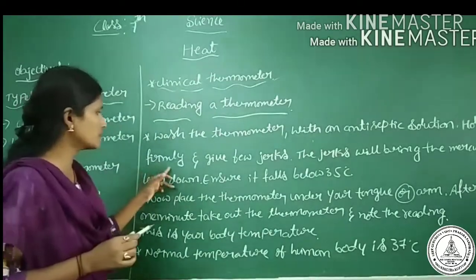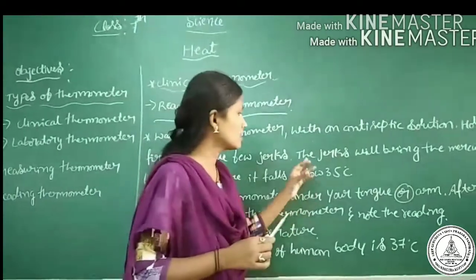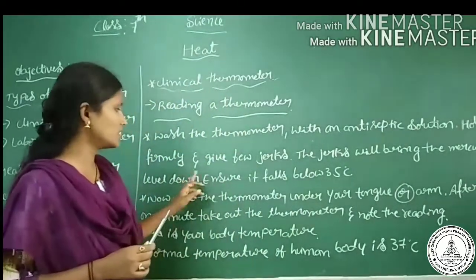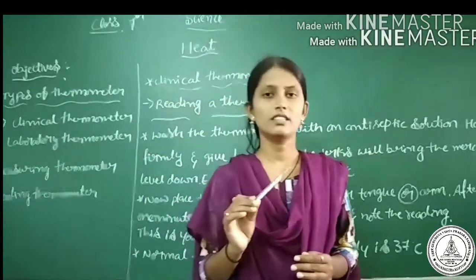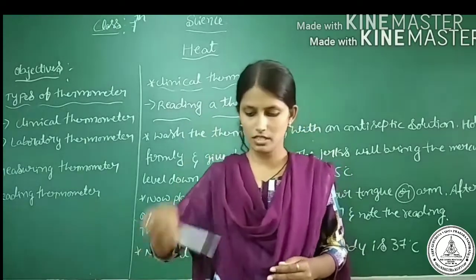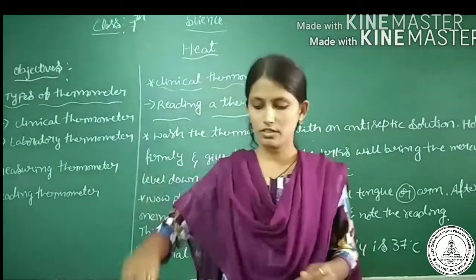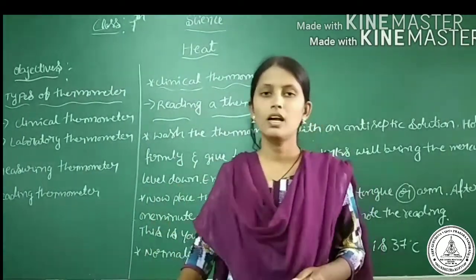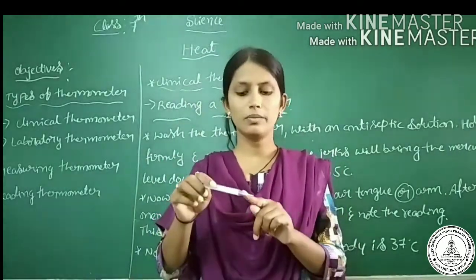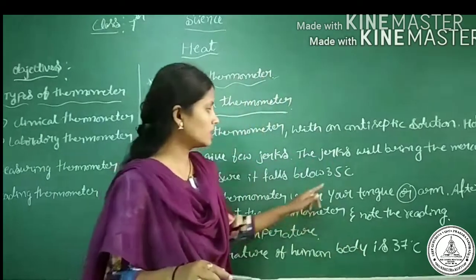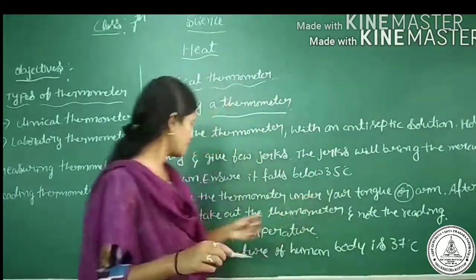Next, hold it firmly and give a few jerks. The jerks will bring the mercury level down. It falls below 35 degrees. So you have to take this thermometer and give a few jerks, like this. After giving these jerks, observe the mercury level. It should fall below 35 degrees.